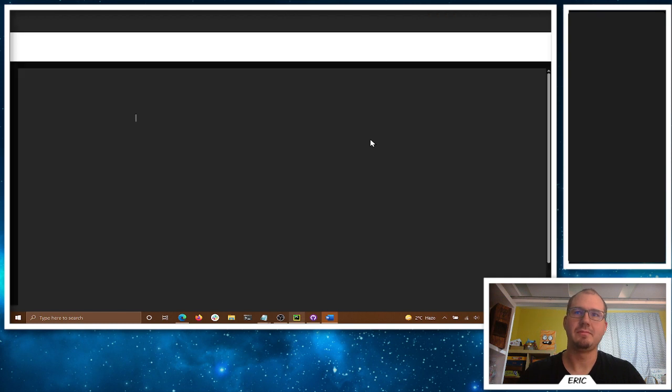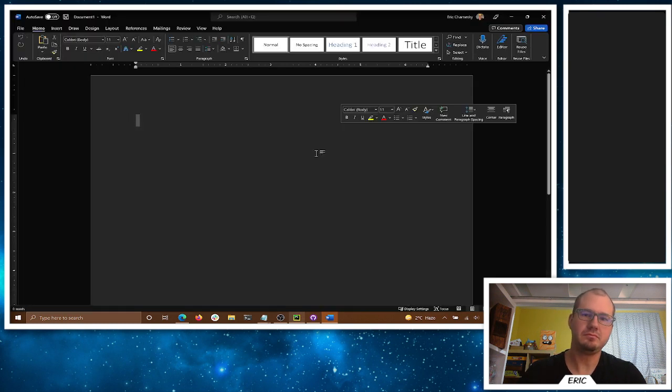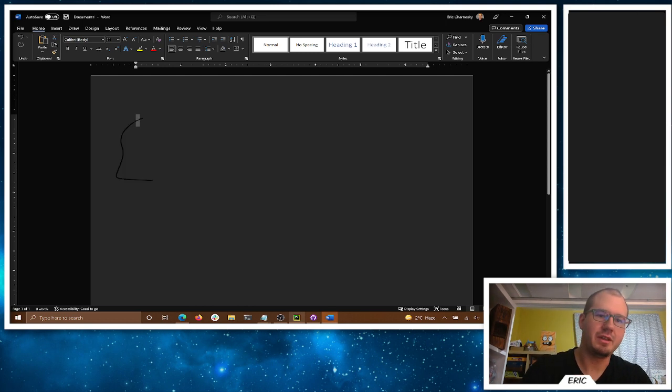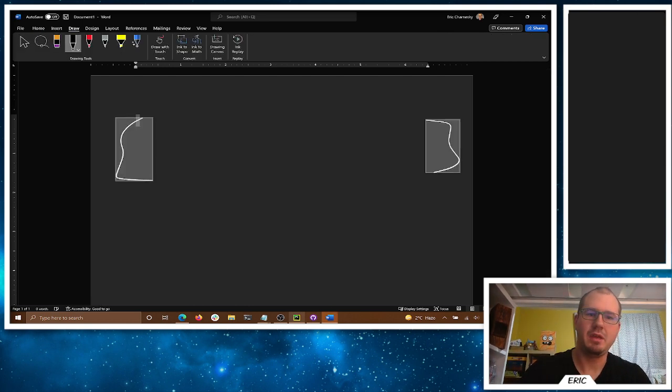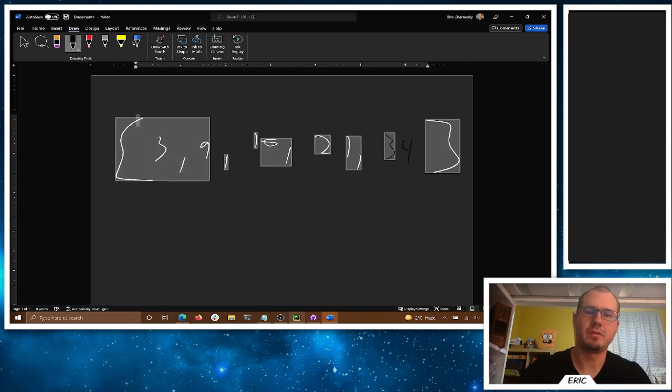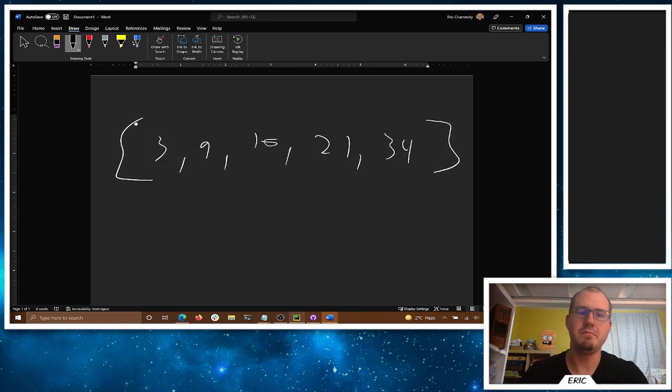Let's pull this up. Okay, look at that dark mode and everything. Thank you, Word. So if you give me a list of values here, and we sort them, like 3 and 9 and 15 and 21 and 34. Okay, what we're going to do is we're going to take the middle of the list. In this case, we have a middle here, and we're going to see if the value is there. If the value is there, great, we found it.